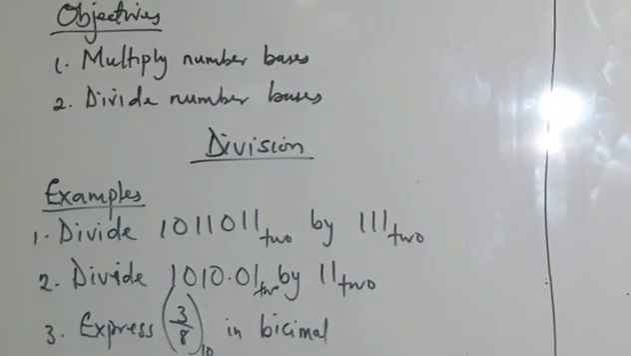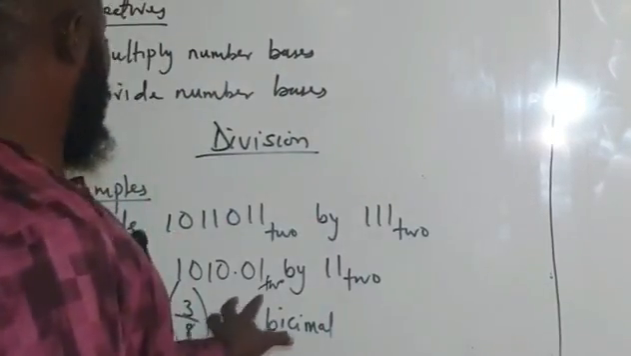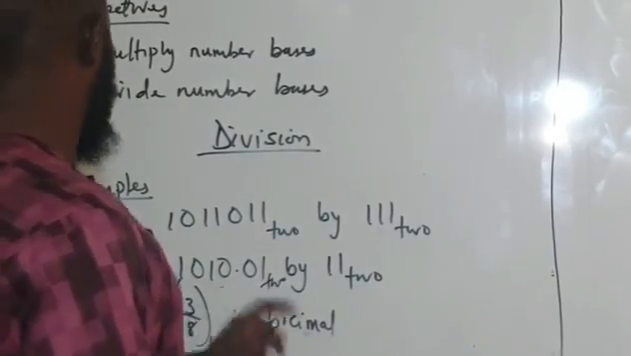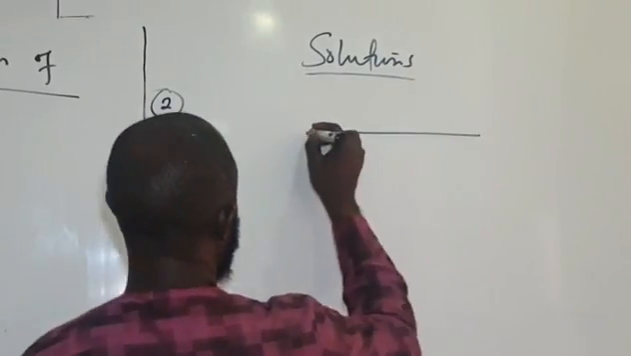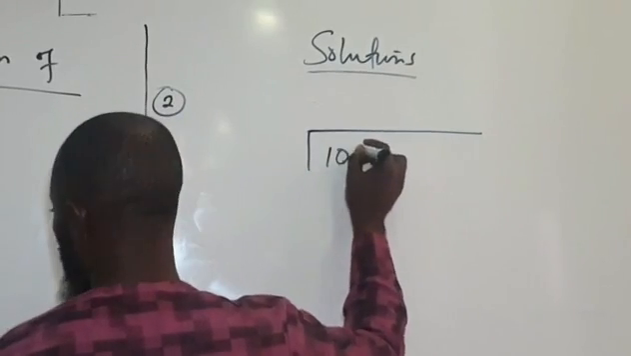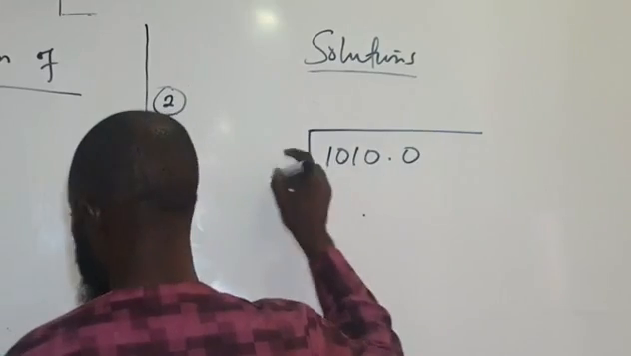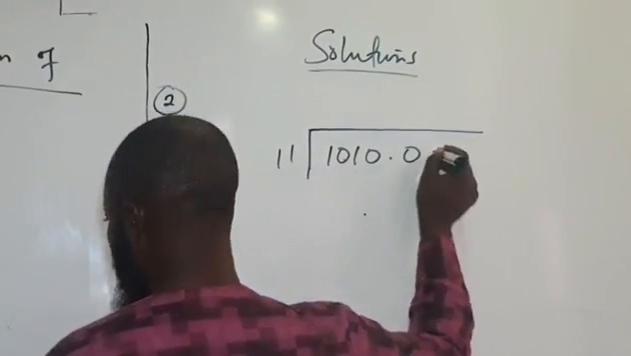Confirm it. So example 2, right? Divide this by this. So what to divide this? So we use the same long division method to do that. So we have 10100.01 divided by 11, right? So we use the same.